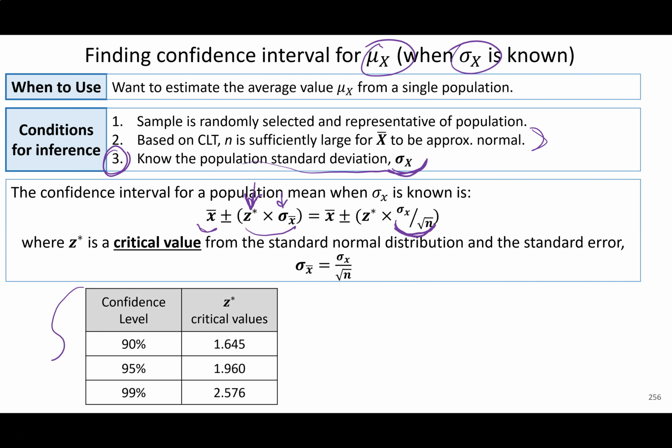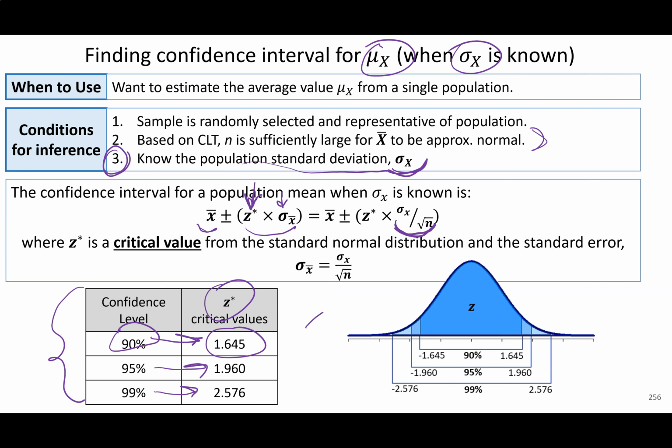What's great is, throwback to those z stars that we had. Well, actually, no, these are more specific. Anytime I want a 90% confidence interval and I know sigma, I can use these z star values. So I can use 1.645, I'll use 1.96 for 95, and 2.576 for 99. That's just from here. And absolutely you can use R to find these values. Technically these values are rounded a little bit, but if we do hand calculations, these will be the values we use most of the time.